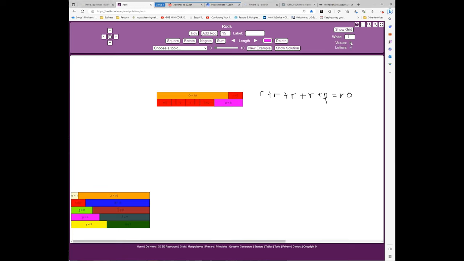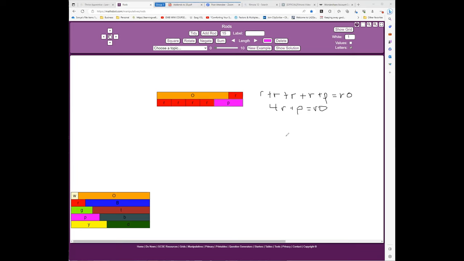There we go. All right, so we have red plus red plus red plus red plus purple equals orange. And the first thing that we're going to do is transform these four reds, because they're really hard to say, red plus red plus red plus red, into 4 red plus purple equals orange. Now we can make another transformation.